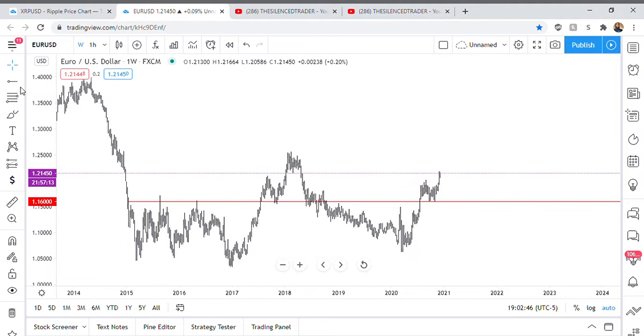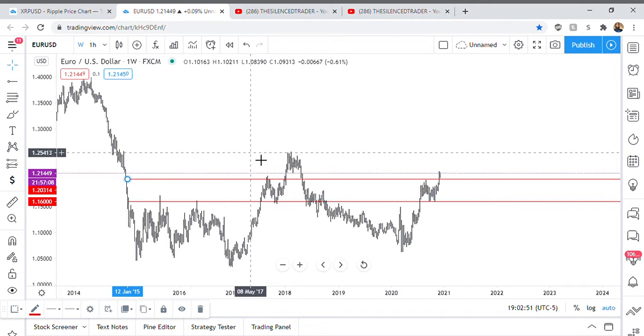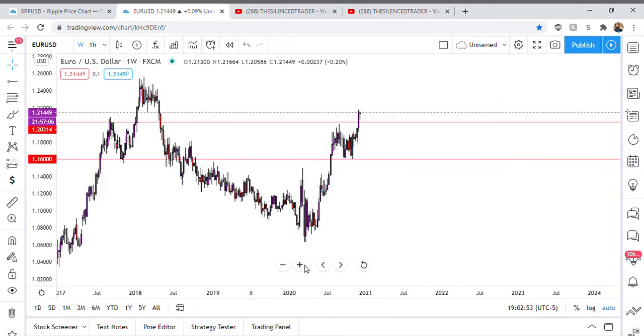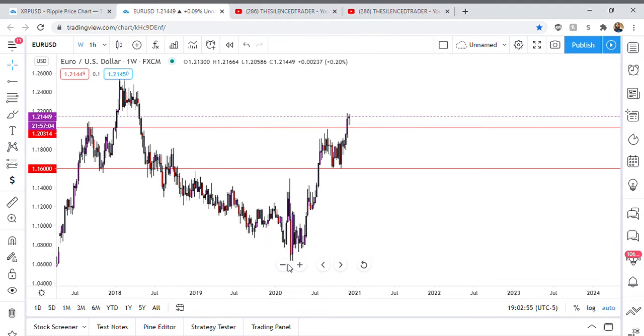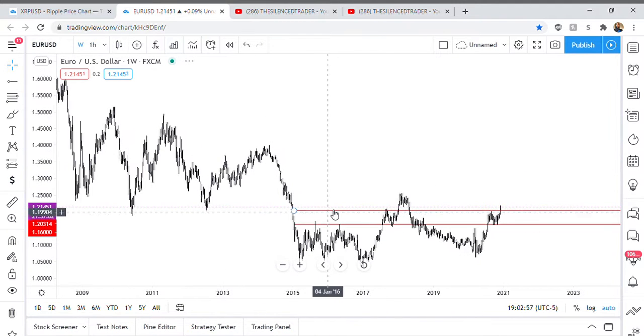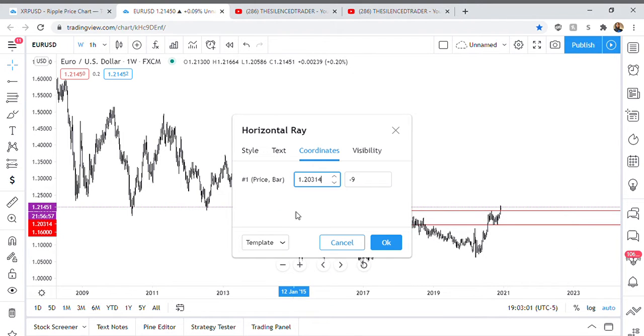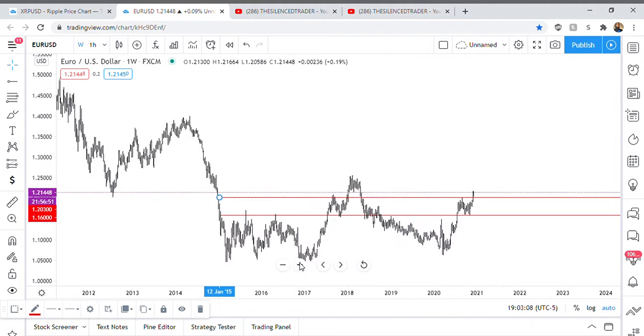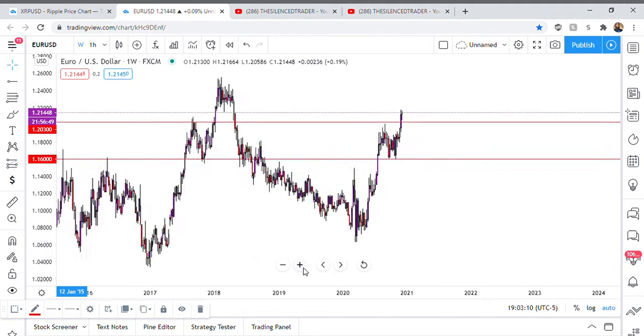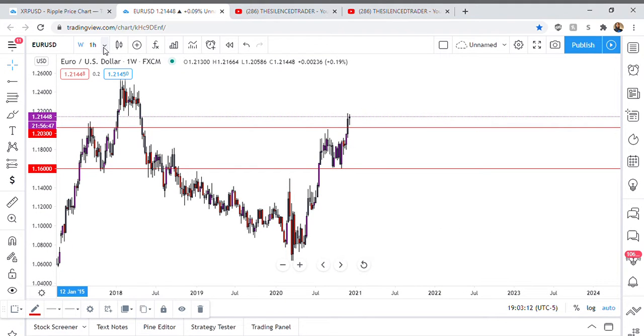So we see another level here. Round this number up. Guys, we always want to round to the nearest whole number. This helps us find cleaner entries. So once you find your main levels of support and resistance, you want to go down to the 1 hour.